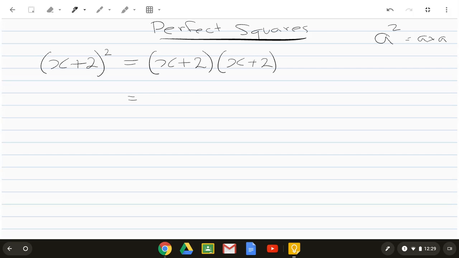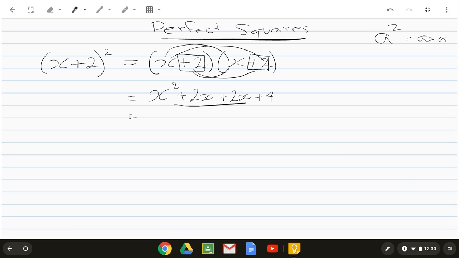So I can take everything from the first set of brackets and multiply it by everything in the second set of brackets. So I take my x, multiply it by x is x squared, and my x times by my plus 2 is plus 2x. Take my second term, plus 2 times x is plus 2x, and plus 2 times plus 2 is plus 4. Then I collect my like terms. So it's x squared plus 4x plus 4. And that's the answer.